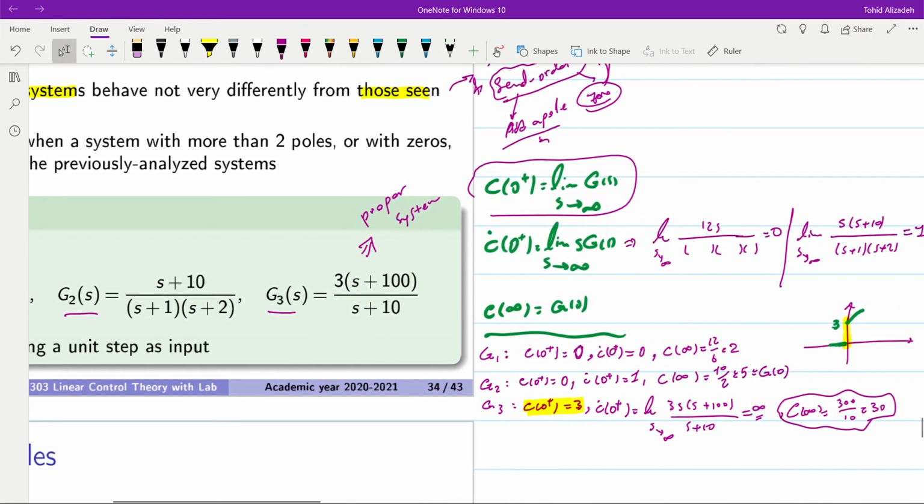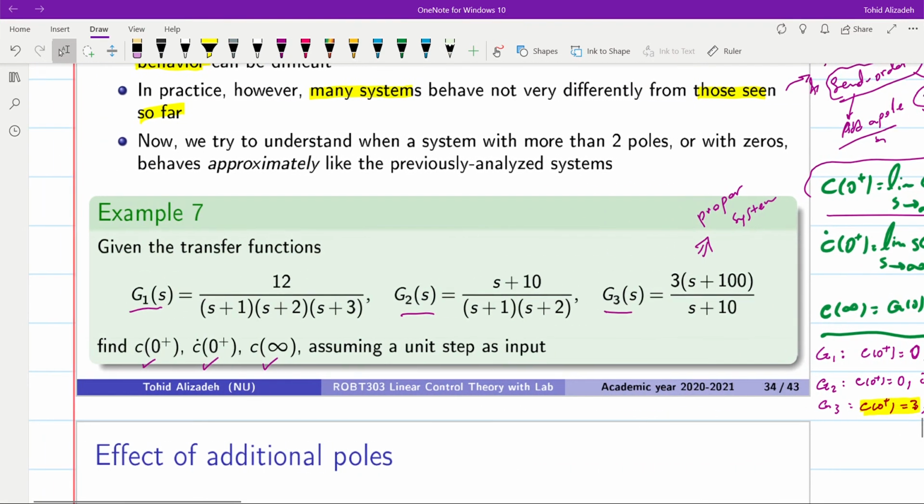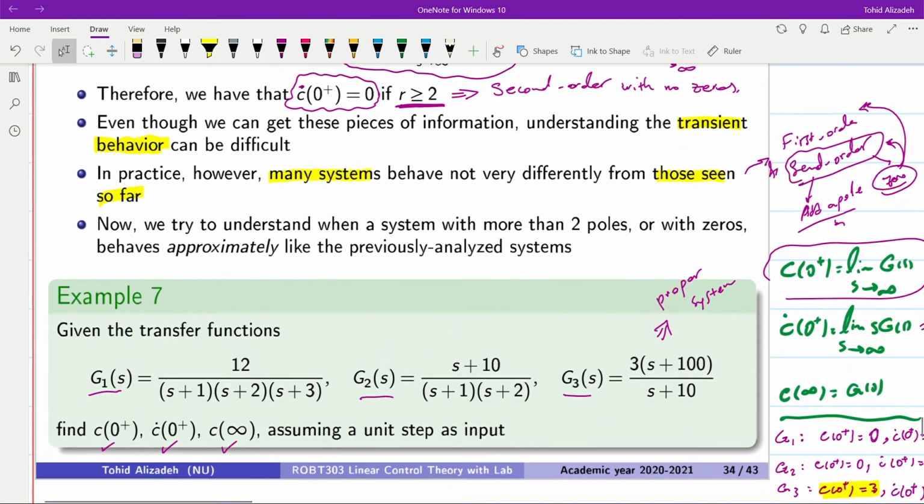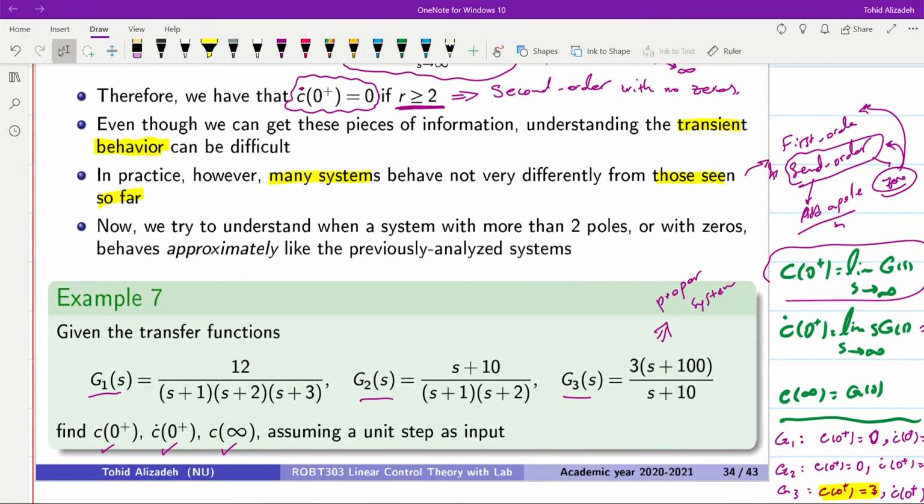In the next lecture, we will see what happens when we add poles to a first order system, which then will be a second order system, or what happens when we add a single pole to a second order system.